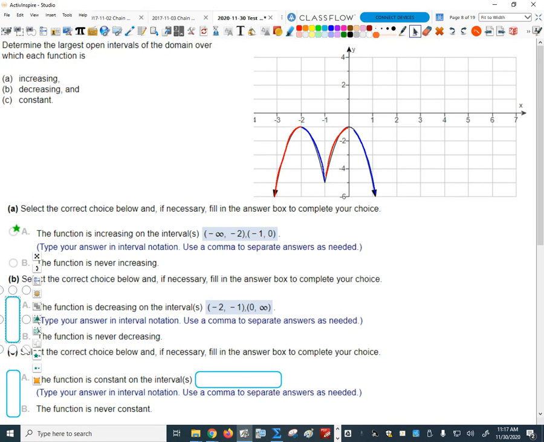And is there going to be any place where the function is constant, where it's horizontal? No, you're right.